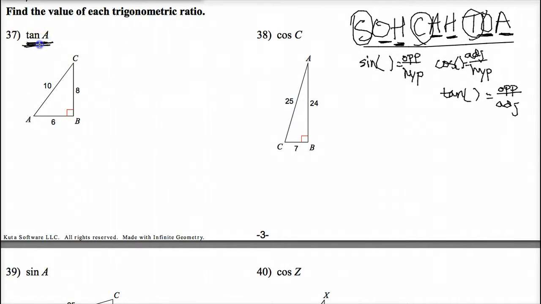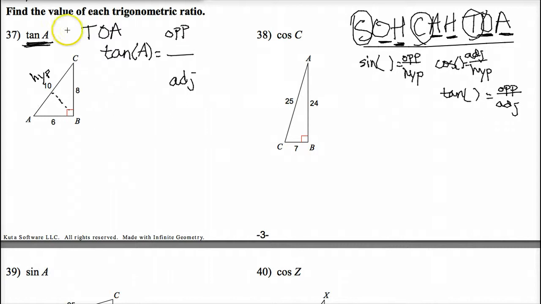If I'm doing tangent of A, that means I've got my TOA group. So tangent of A is going to be equal to the opposite on top and the adjacent on the bottom. Which one's adjacent, and which one's opposite? It's not 10, because 10 is the hypotenuse. The hypotenuse is always across from the right angle. Adjacent means next to, and opposite means across.